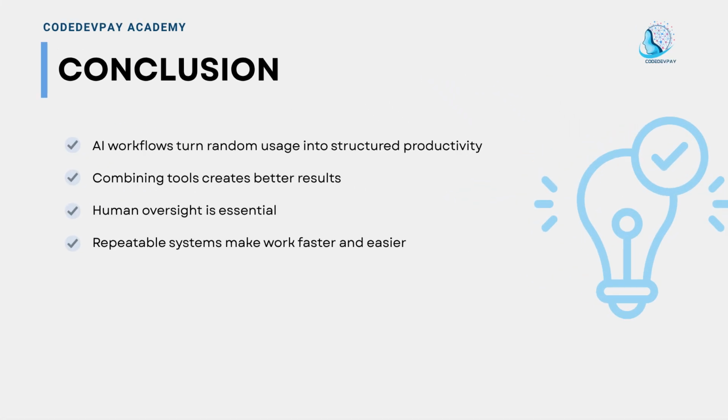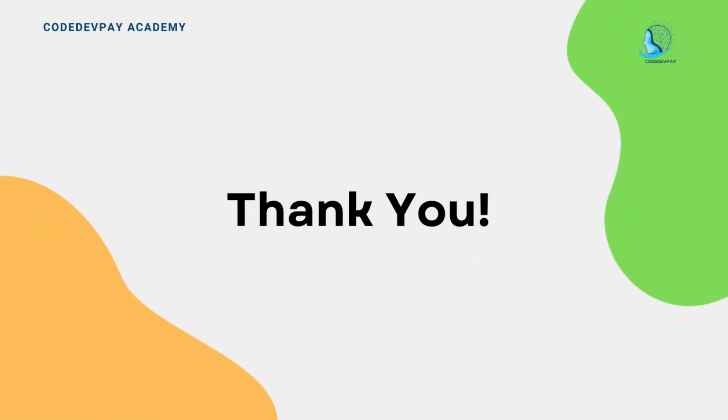All right, so we've seen that AI workflows can turn random usage into structured productivity. By combining different tools, we can create better results. Human oversight is very essential, and repeatable systems can help us work faster and easier. That brings us to the end of the generative AI course. So go out there and make an impact.